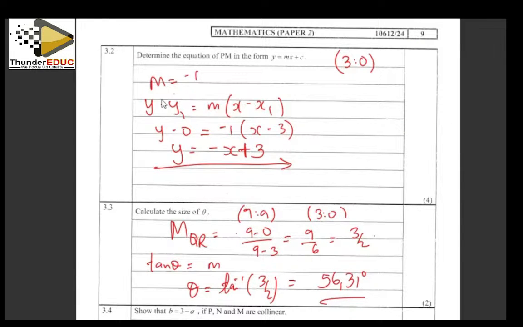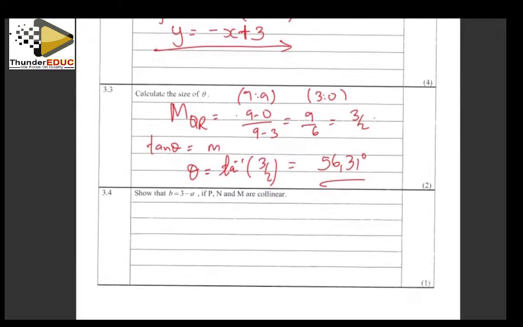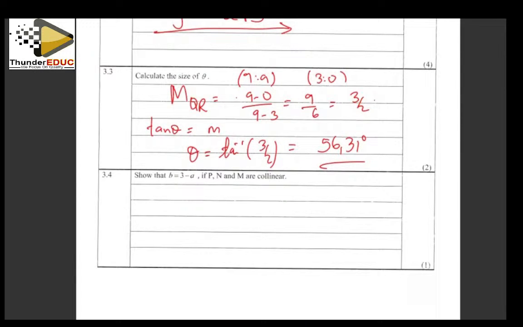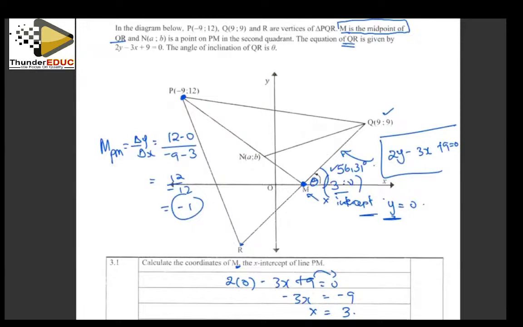They want us to show that if P, N, and M are collinear, then a and b are related. Collinear simply means that the points lie on the same straight line. And for as long as points lie on the same straight line, the gradient between P and N is the same as the gradient between N and M, and the same as PM. So I know for sure that the gradient of PM is negative 1.